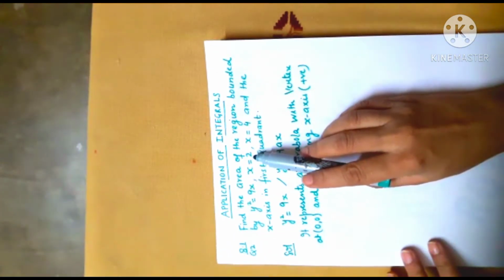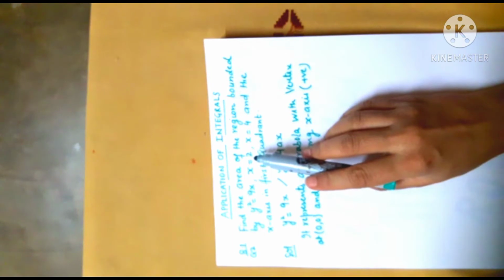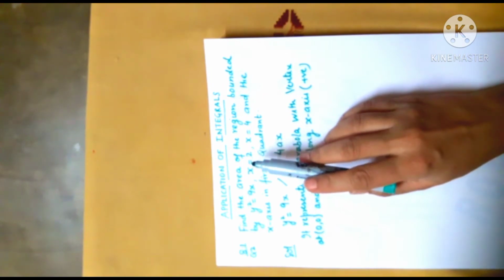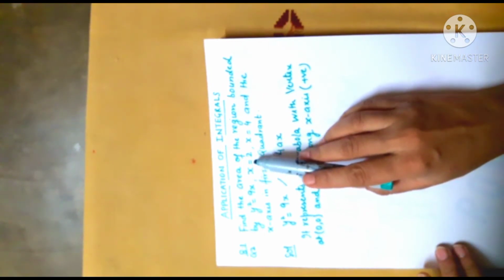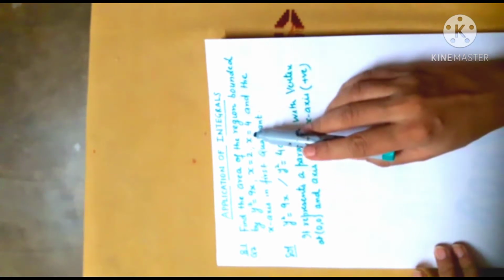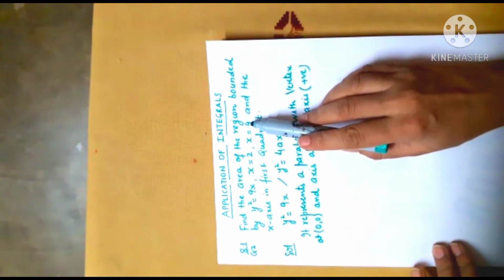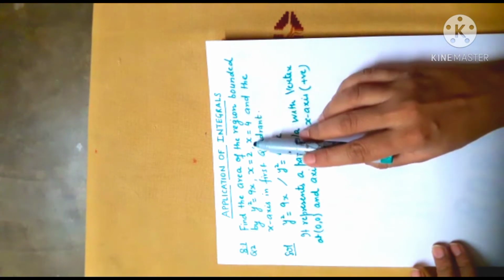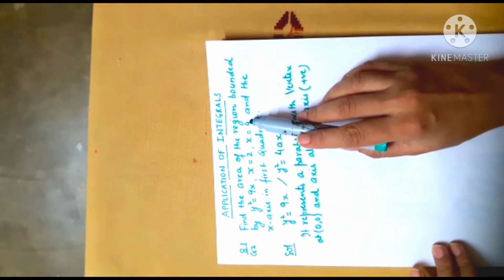x equals 2 will be a straight line parallel to y-axis drawn at x equal to 2. Similarly, x equal to 4 will be a line parallel to y-axis drawn at x equal to 4. Right? So let's draw the rough sketch.